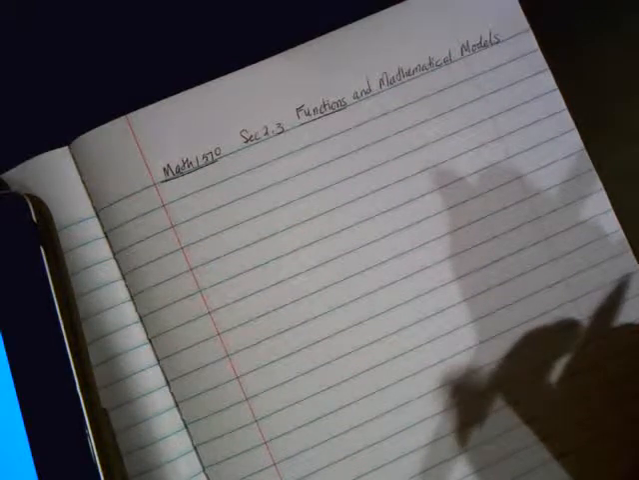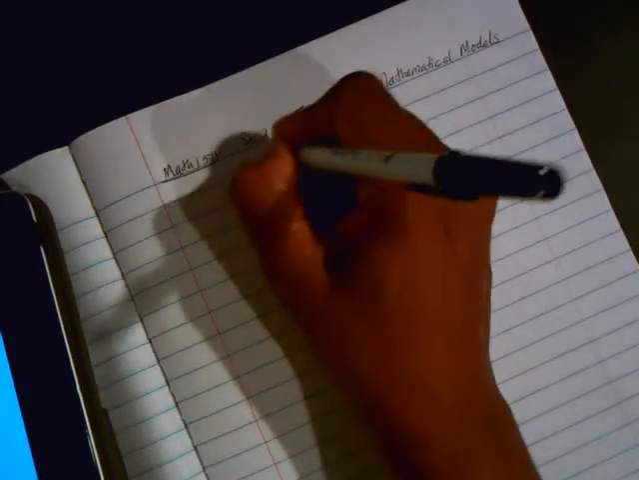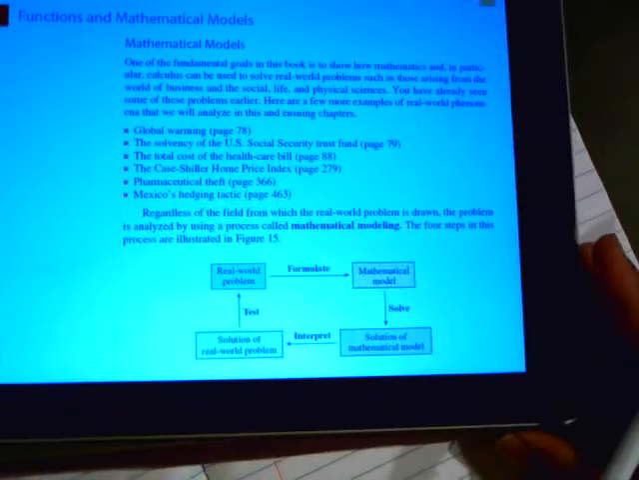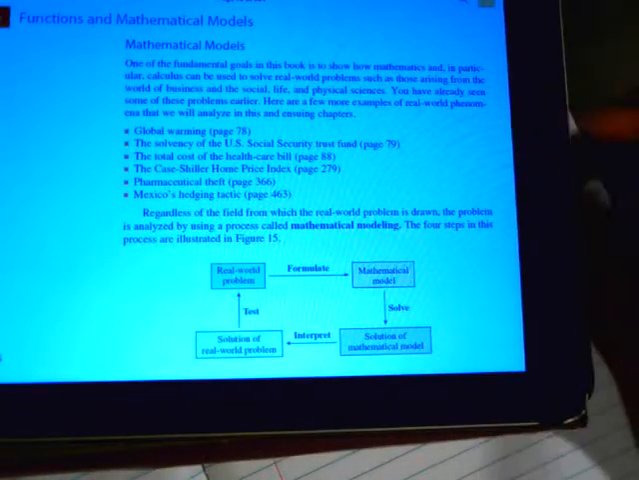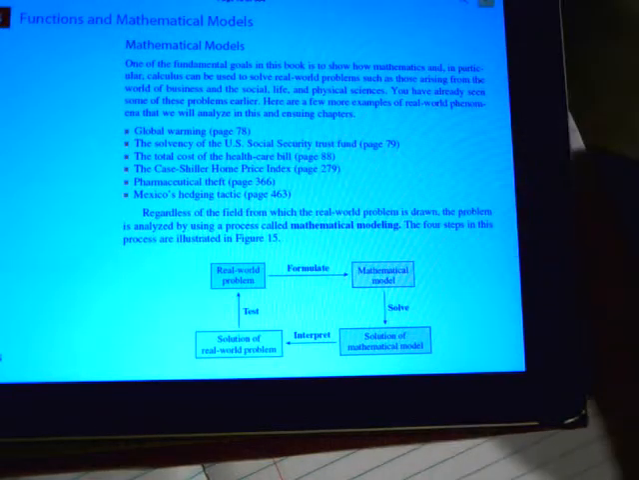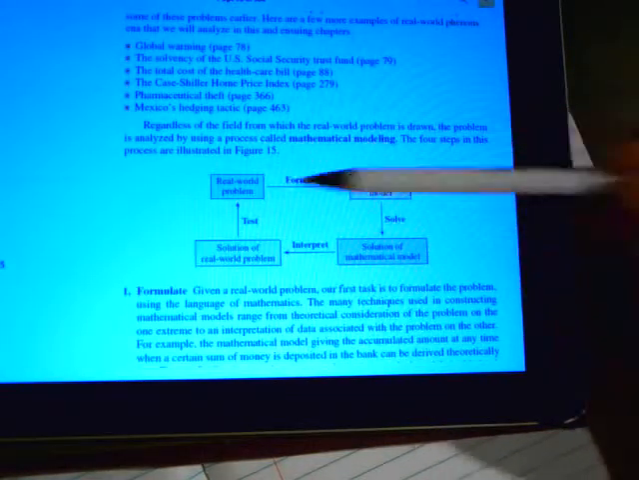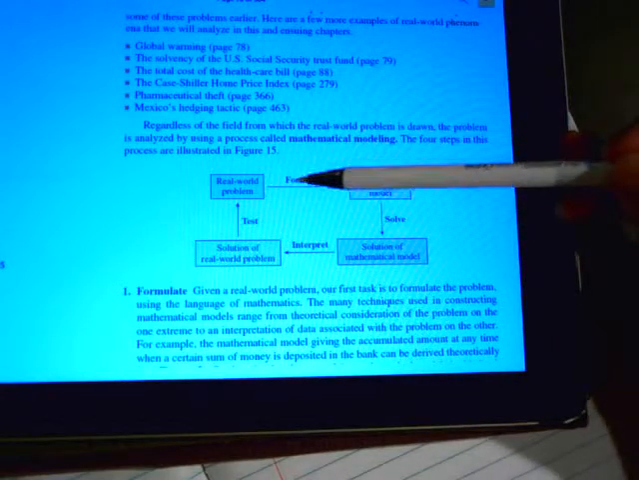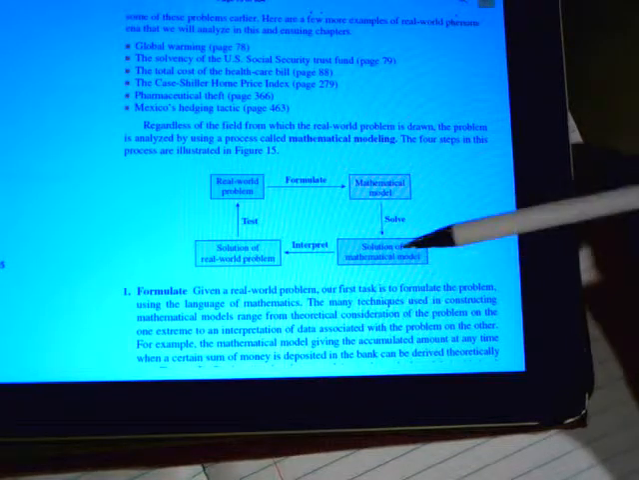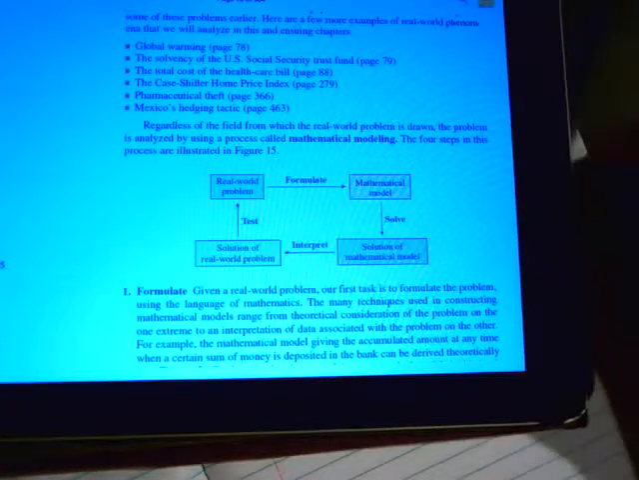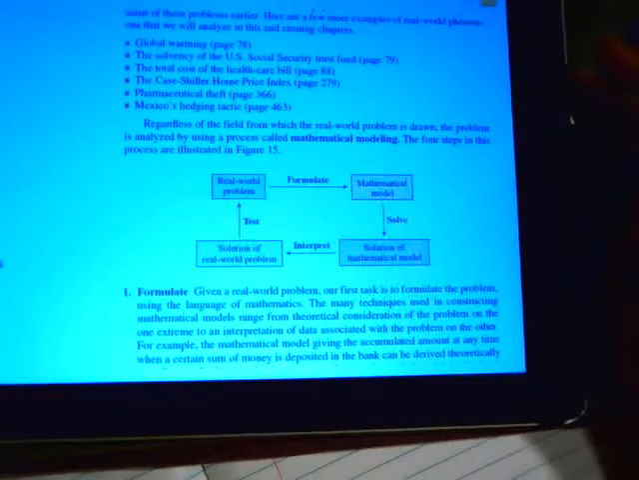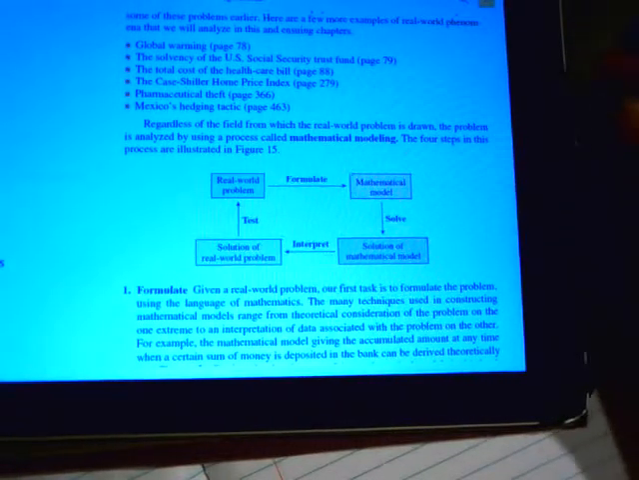On page 75 in your textbook, you will see a list of various examples and this little flowchart. Okay, so global warming, Social Security Trust Fund, etc. You'll see how you take a real-world problem, formulate it into a math model, solve it using algebra, calculus, etc., interpret, test it, see if it makes sense. So that's a nice little way of depicting what we're going to do.